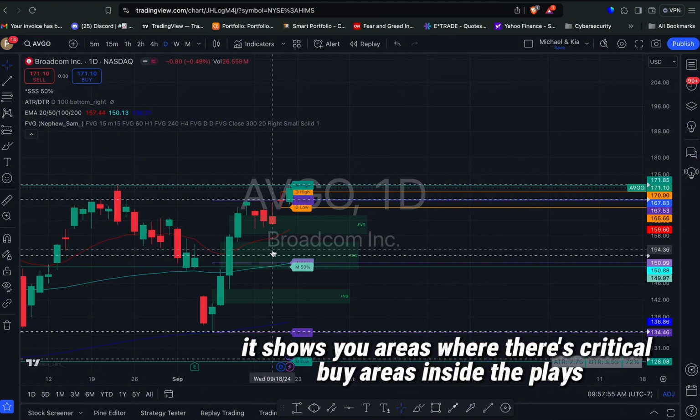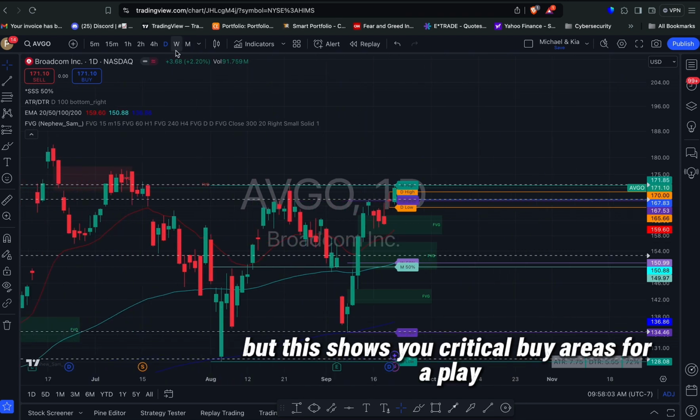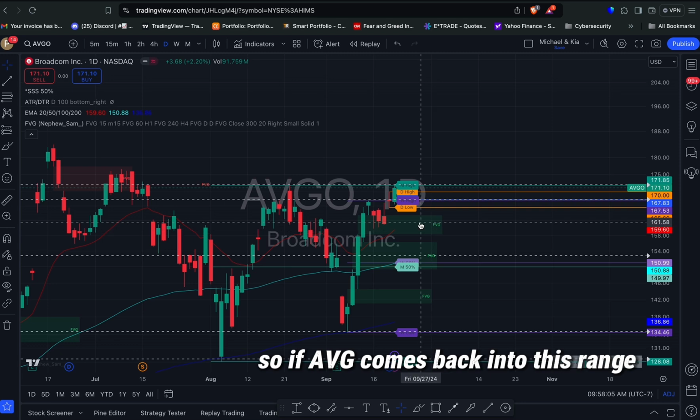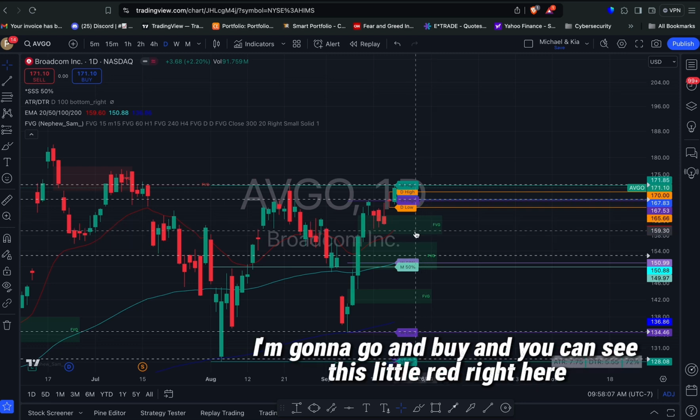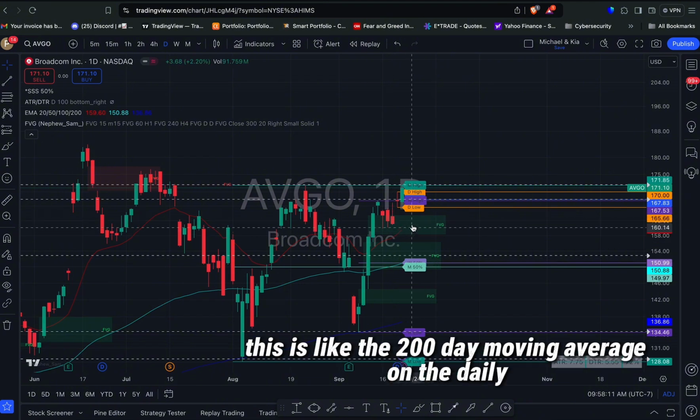It shows you areas where there are critical buy areas inside the plays. I think these are really cool. I don't even remember where I first learned this, but it shows you critical buy areas for a play. So if AVGO comes back into this range, I'm going to go and buy. And you can see this little red right here, this is another on the daily. This is like the 200-day moving average on the daily.